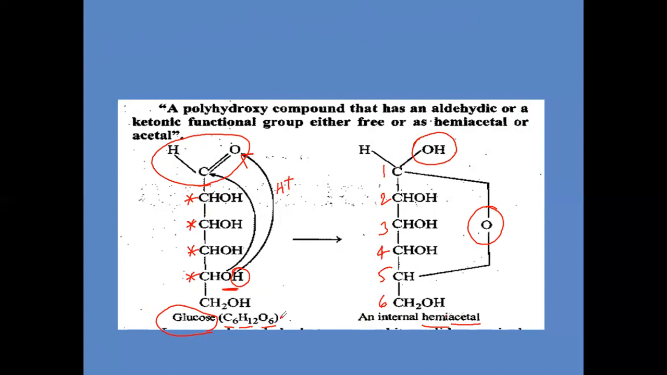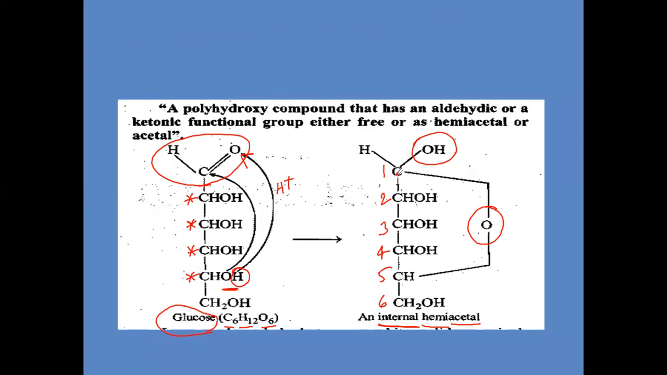Hemiacetal. So the glucose molecule is giving a hemiacetal structure. Why is it called internal hemiacetal? Within the same molecule, between the first atom and the fifth atom, the oxygen has been joined. That's why it is called an internal hemiacetal structure. Now you see, it is becoming a cyclic structure.